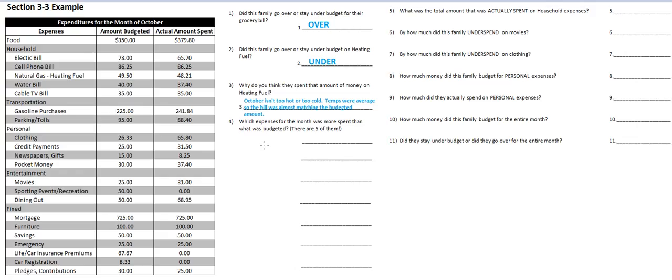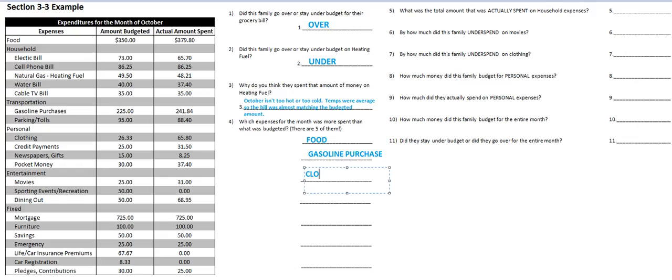Let's keep going and move on to number 4. Which expenses for the month was more spent than what was budgeted? Well, we got a couple of them. Food. All right. What's another one? Some of you already saw food, but what we've got to do is start looking over here on the chart. All right. Good. It looks like, oh my goodness, gasoline. Gasoline purchases. We went over on gasoline purchases.